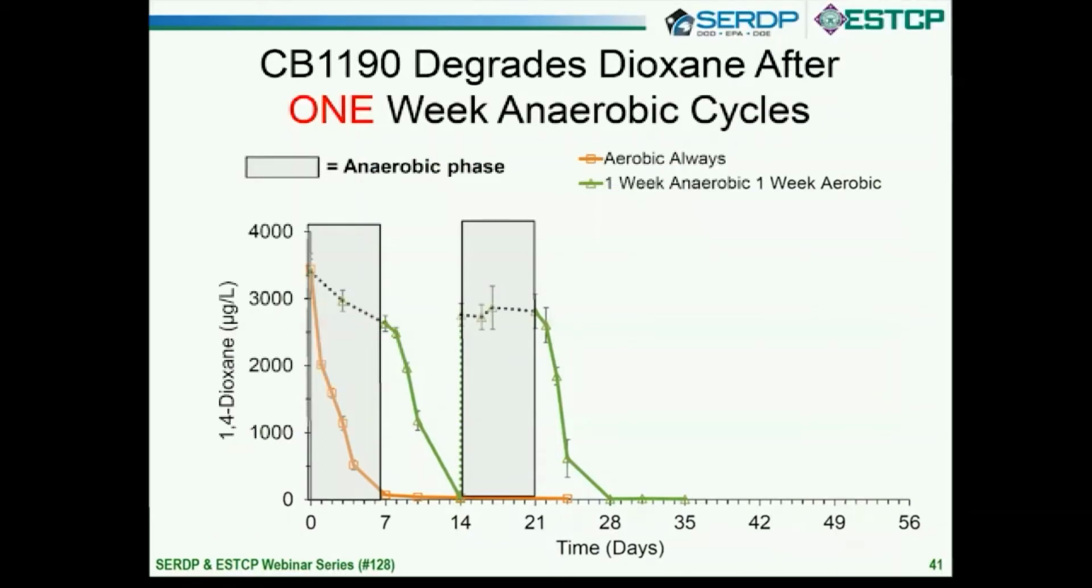Next few plots would be similar to what I showed earlier. Time in days on the x-axis, ppbs of dioxane, and those gray shaded regions are anaerobic phase. The orange curve here shows aerobic always condition. So add dioxane, CB1190 degrades it right away.